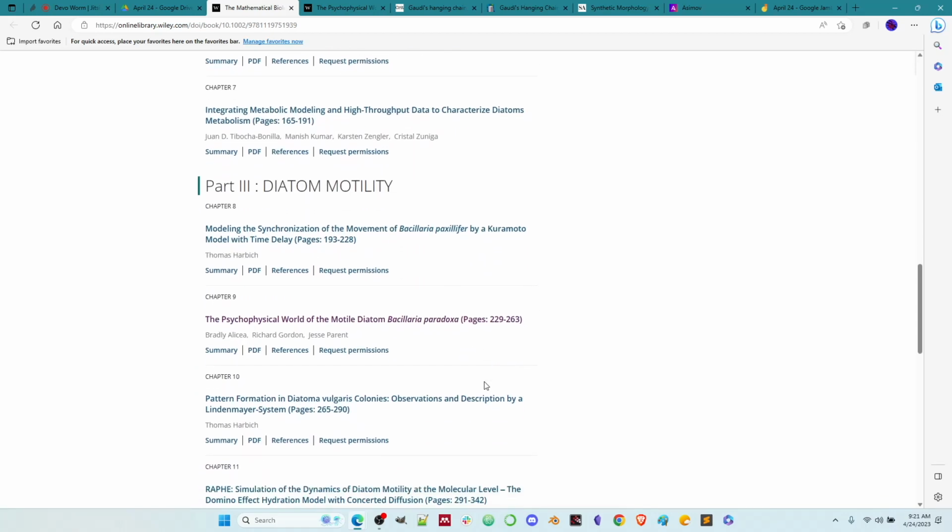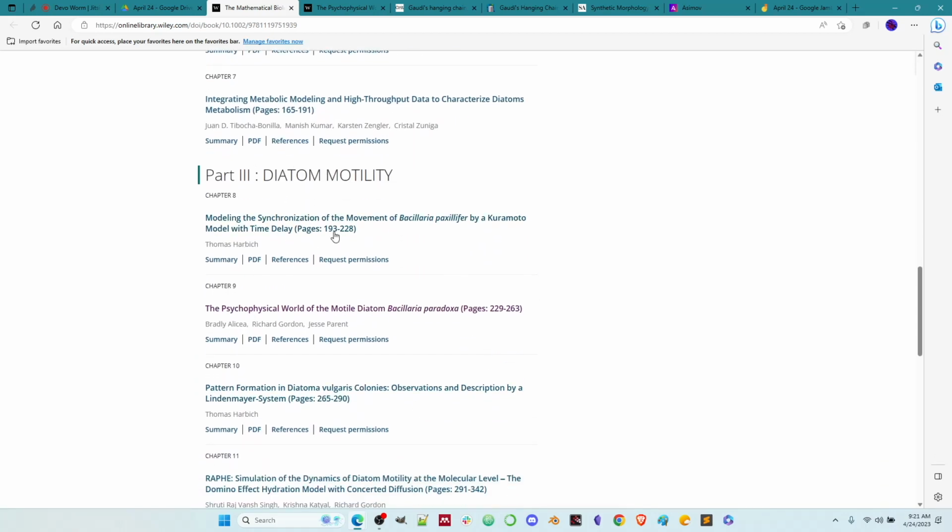Then there's diatom motility, and that's where we've come in. Our chapter is in here with a couple of chapters from Thomas Harbeck, who's been in the group before. He did one paper modeling another Basilaria species as a Kuramoto oscillator with time delay.